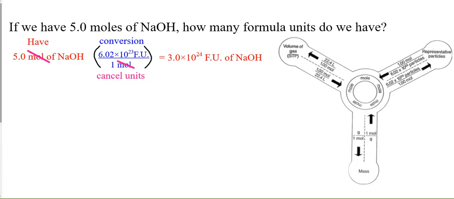And then just do some math. 5 times 6.02 times 10 to the 23 gives you about 3.0 to 2 significant figures times 10 to the 24. So again, keep track of your actual significant figures. And that's all there is to it.